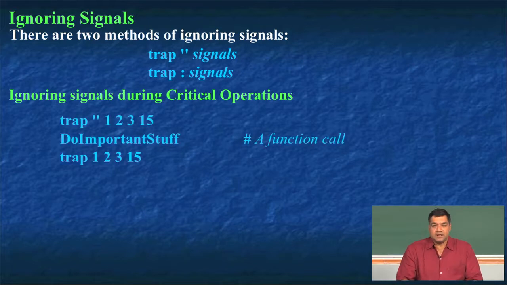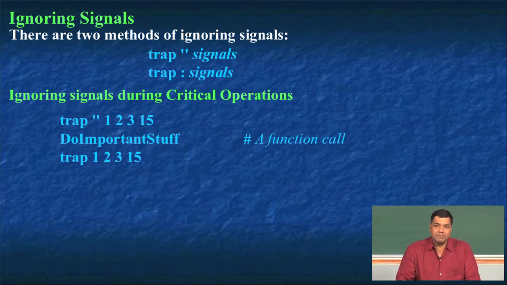Now, here is an example. In this case, we are trying to ignore signals 1, 2, 3 and 15, using the trap and the first syntax, and then we do whatever important stuff we want to do in the shell scripting, and then finally we enable the trap again by putting trap and then the function name, or you can just put trap and then give these numbers, because of which you will be able to enable the signals back. Now, let us look at it with an example.